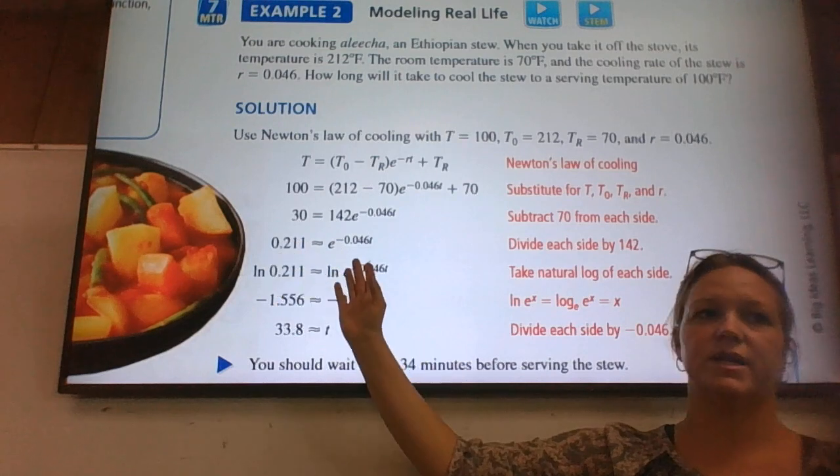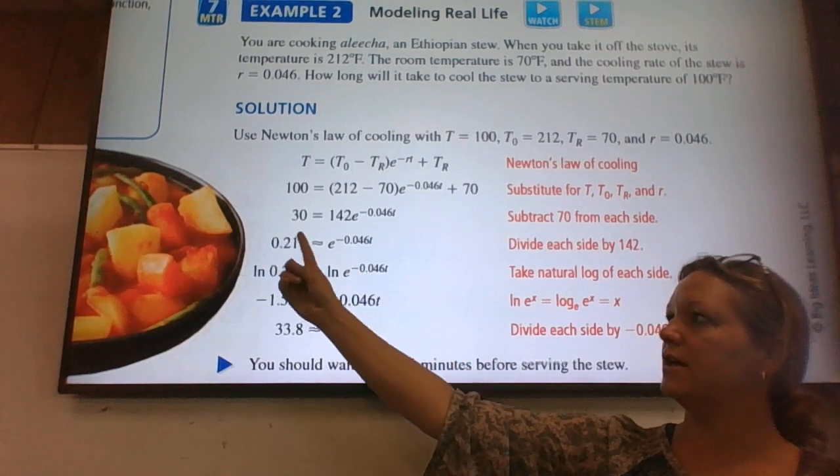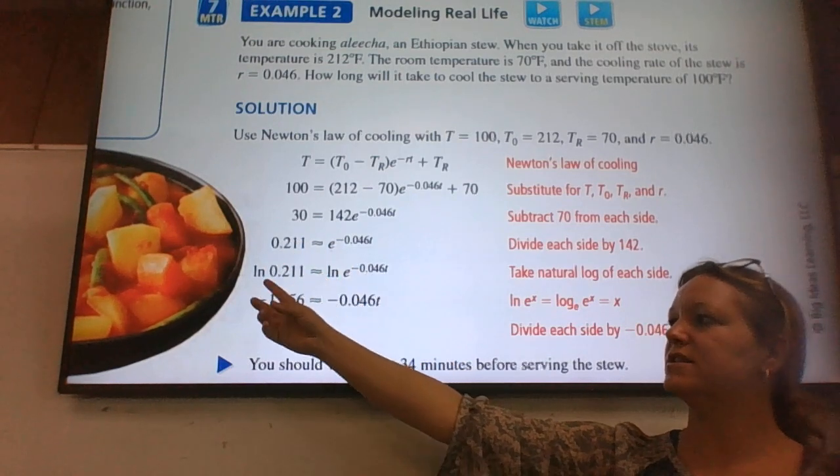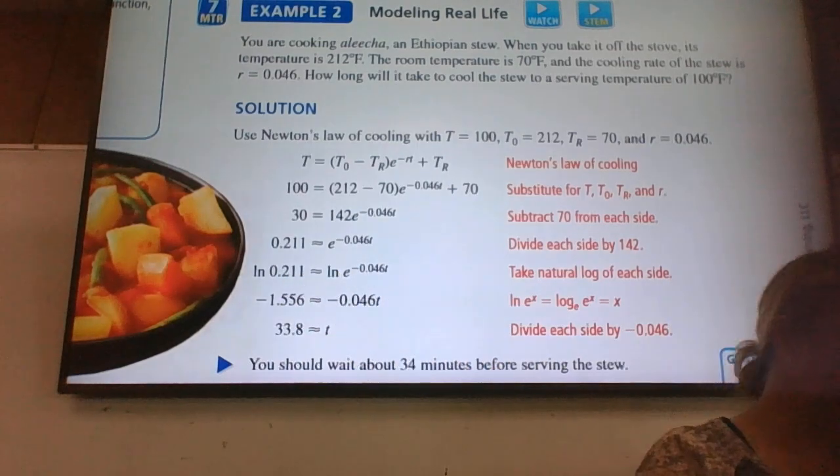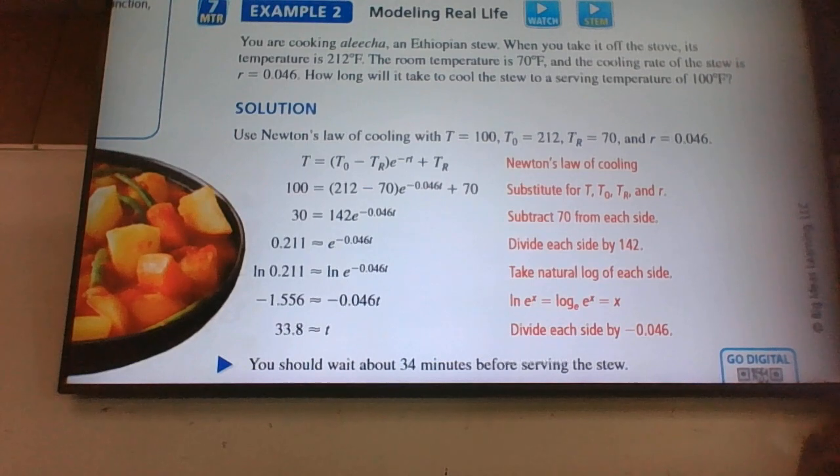We'll take the log of both sides. I would have written log E, but that's the same as ln. And then from here, we're relying completely on our calculator. So Natalie, it's going to take 34 minutes. So actually, much longer than doing this problem. 34 minutes before the stew is ready.